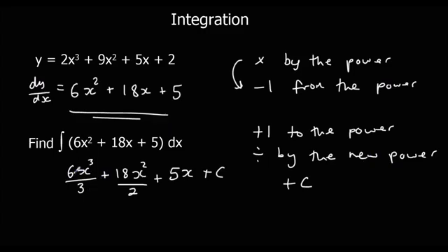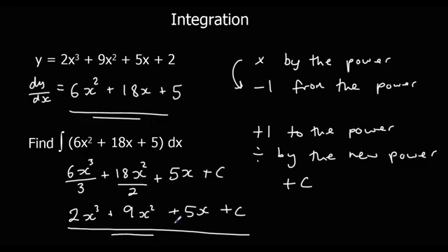We can simplify this. 6 over 3 is 2. 18 over 2 is 9. And then plus 5x plus c. So that is how we integrate. Now we've got no way of knowing what the c was here. Well, we do know it was 2, but if that was the whole question, we would have no way of knowing what the c was. So we just leave it as plus c unless we're given the information to find out what it is. So in this case, just plus c on the end, and that's absolutely fine.